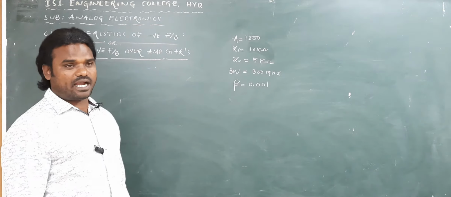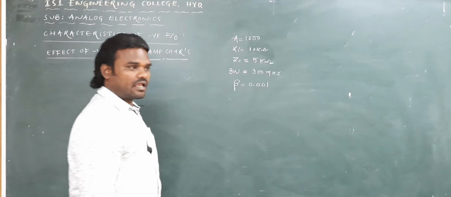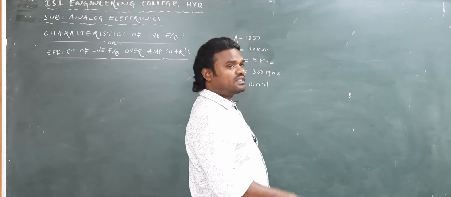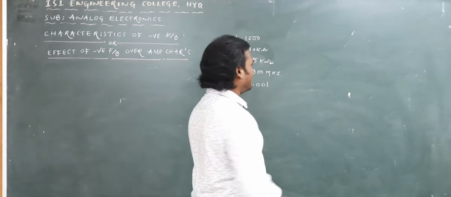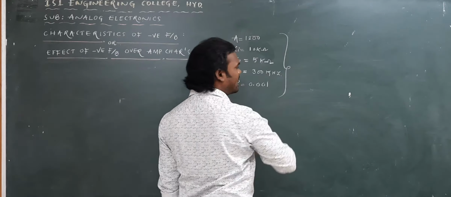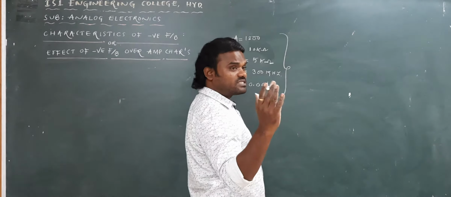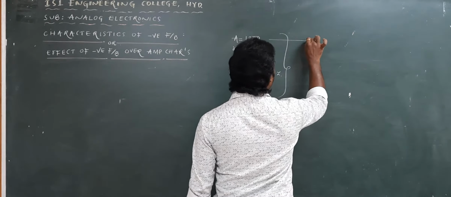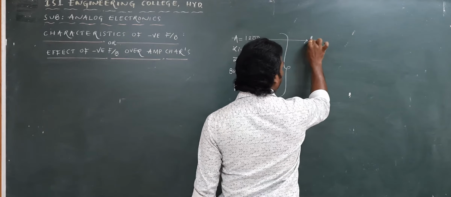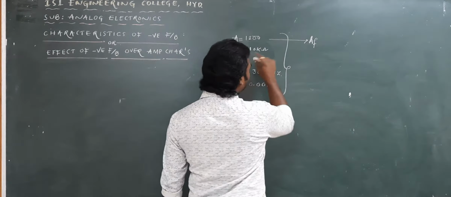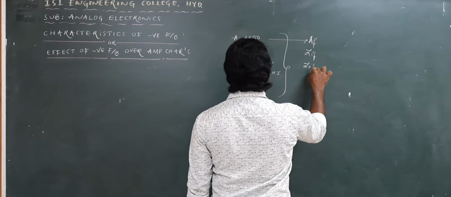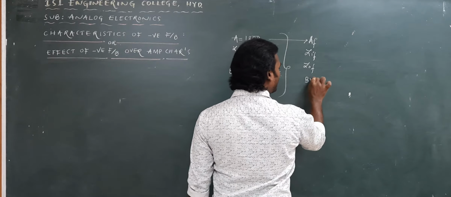The question is: calculate the effect of negative feedback over the above said amplifier characteristics. These are the amplifier characteristics on which we must study the effect of negative feedback. After employing negative feedback, A will be AF now, Zi will be ZIF, ZO will be ZOF, BW will be BWF.